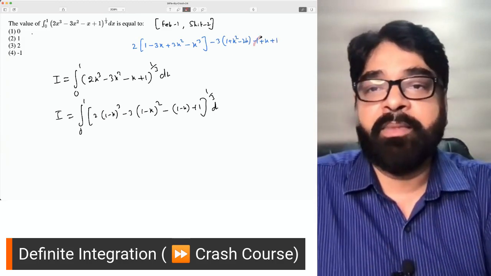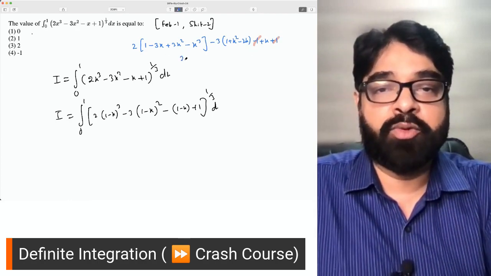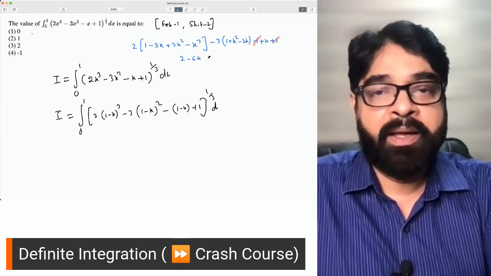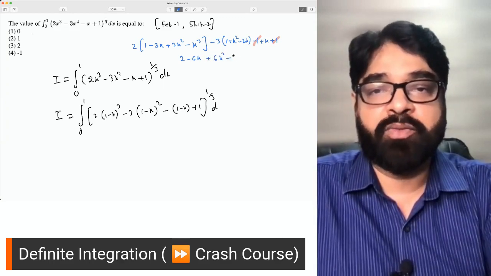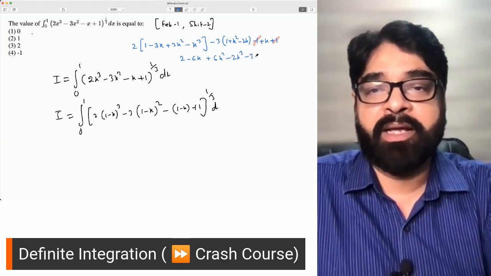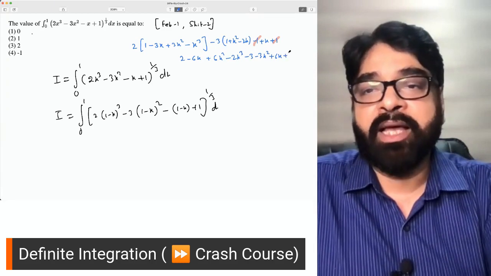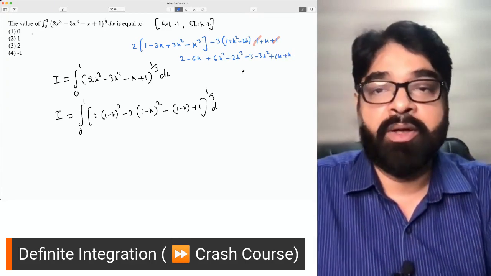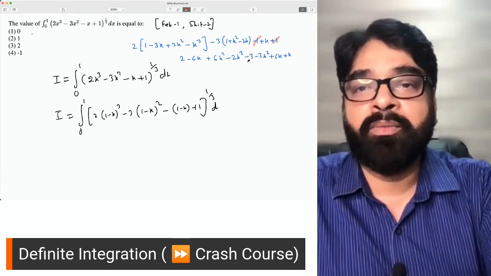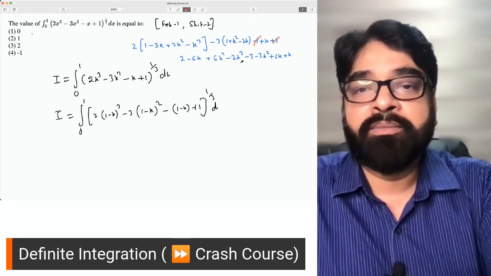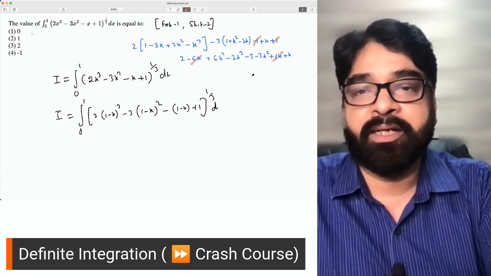You can see very clearly minus 1 and 1 get cancelled. And if you multiply this, you'll get 2 minus 6x plus 6x square minus 2x cube minus 3 minus 3x square plus 6x plus x. This is what is coming. What else is cancelling? 6x square, no, it's not cancelled. Minus 6x here and plus 6x here is cancelled.